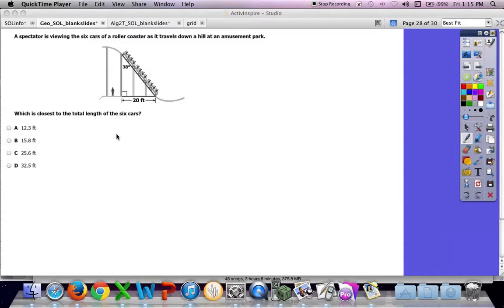A spectator is viewing the 6 cars of a roller coaster as it travels down a hill at an amusement park. Which is the closest to the length of the 6 cars?